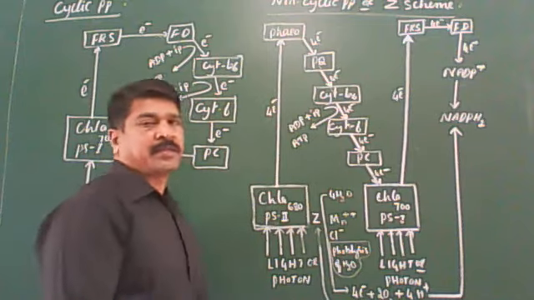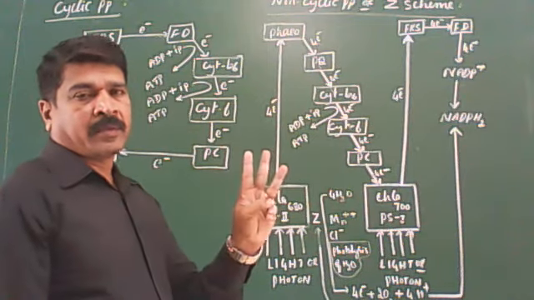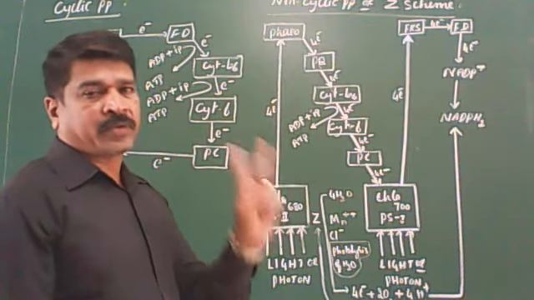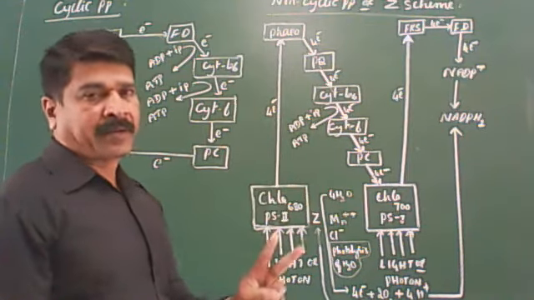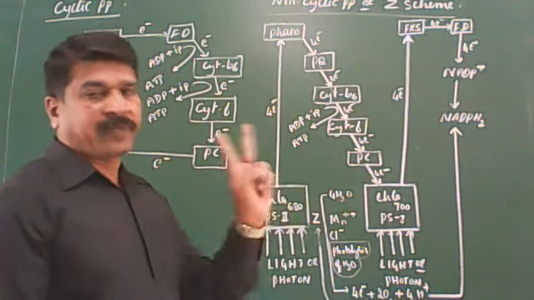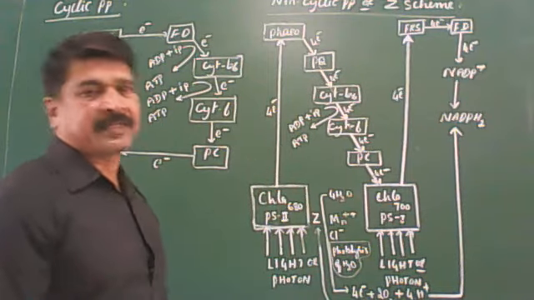During light reaction, the total number of ATPs produced is 3. Number of NADPH2 is 2. That you should keep in mind. Number of ATPs produced during light reaction is 3 ATPs, and number of NADPH2 is 2. Clear? So this is the non-cyclic.